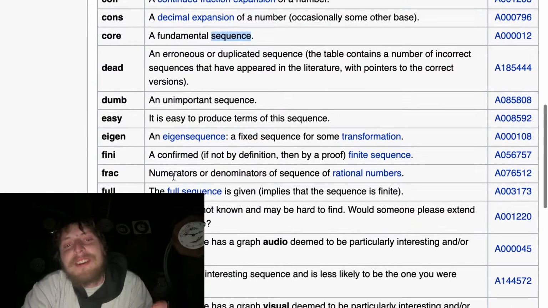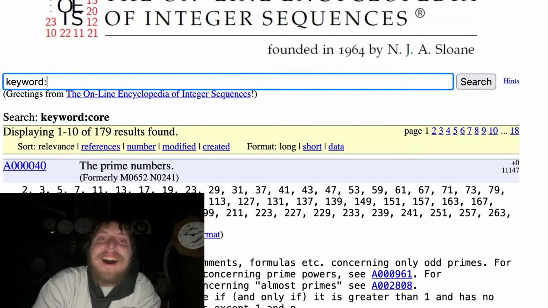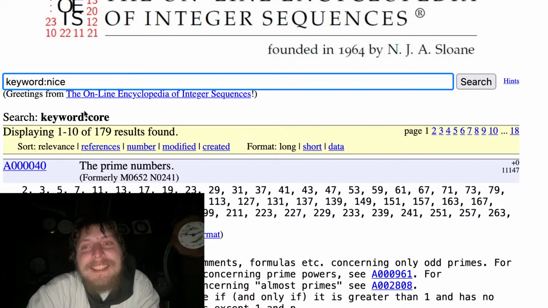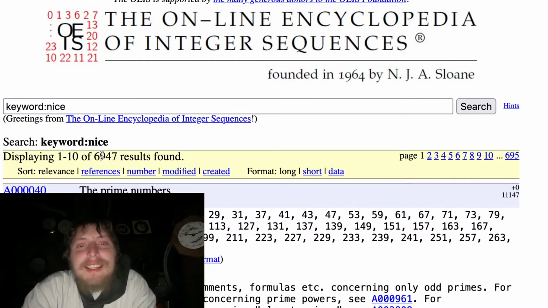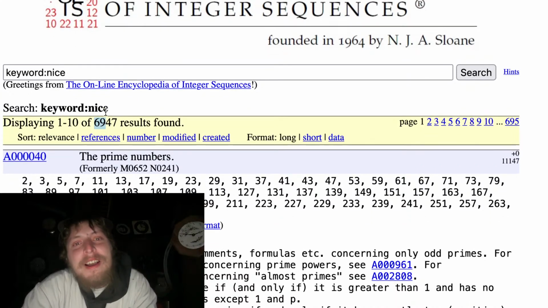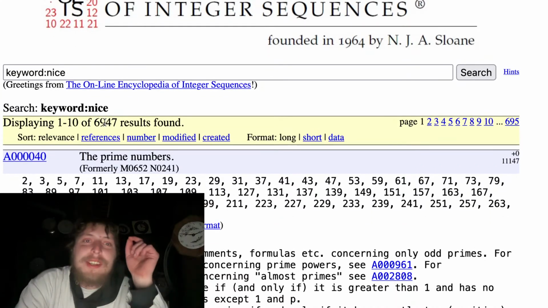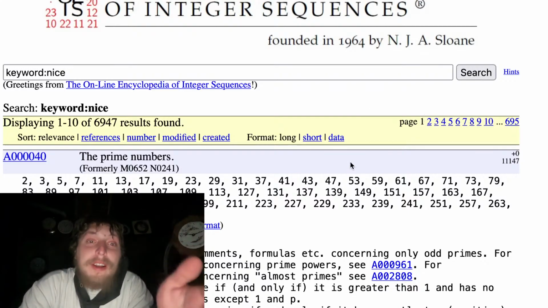If we look at keywords like nice, which is just them saying it's an exceptionally nice sequence, there's tons. There's, let's see. It's loading. Nice. 69. Oh, that's funny. Nice is often a joke response to the number 69, and that is at the beginning of how many results there are. But almost 7,000 things they call nice. And like the prime numbers are one of those.